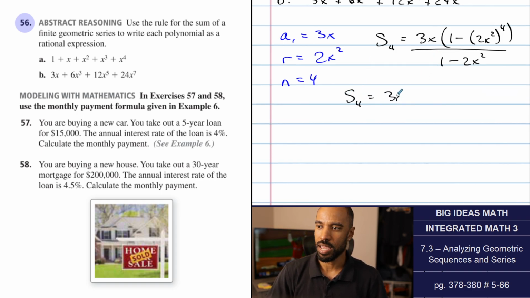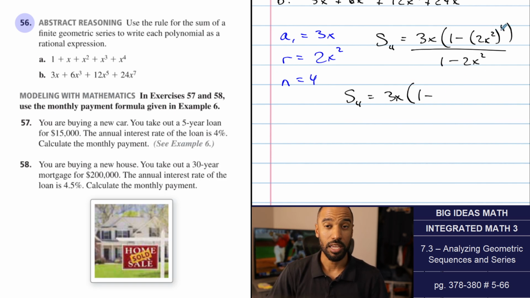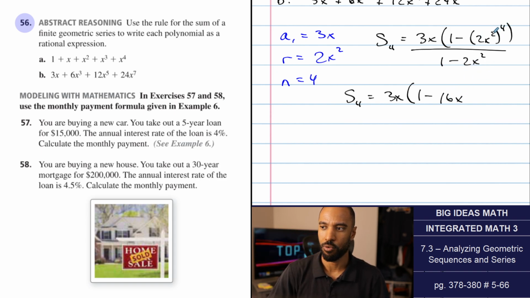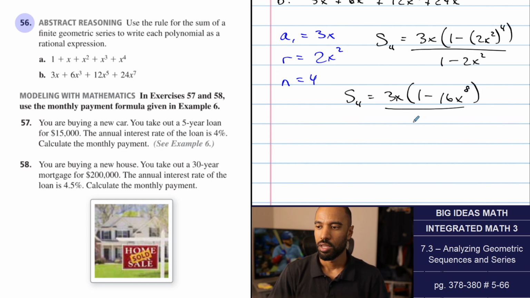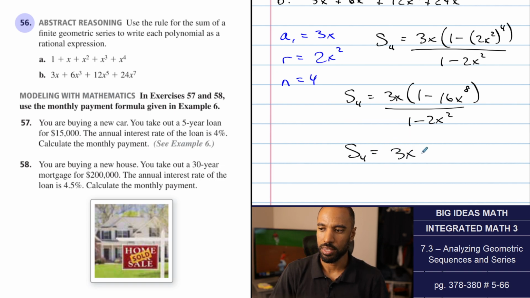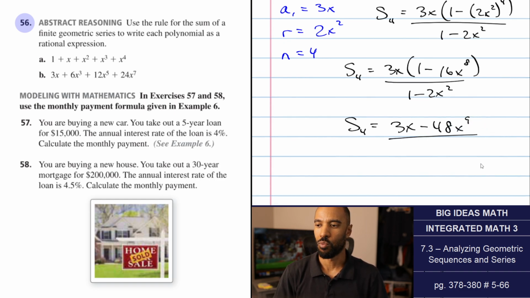And this is 3x times 1 minus 2x squared gets raised to the 4th power. 2 to the 4th power is 16. x squared to the 4th, you don't do 2 to the 4th, you do 2 times 4 and you get 8. So this will equal, if I distribute the 3x, which I feel like doing, that's 3x minus 48x to the 9th over 1 minus 2x squared.